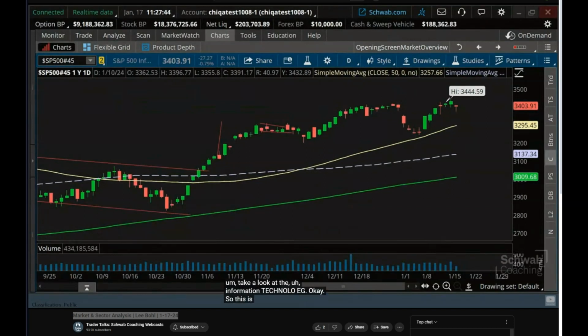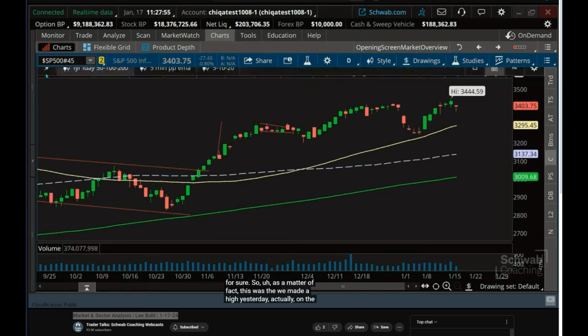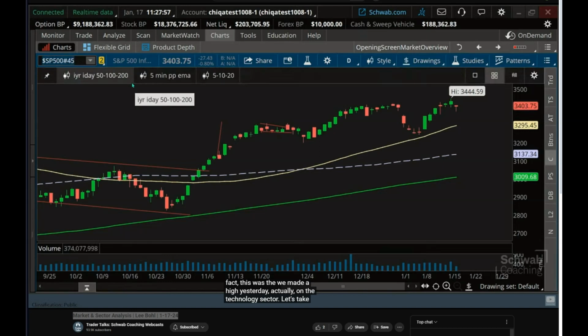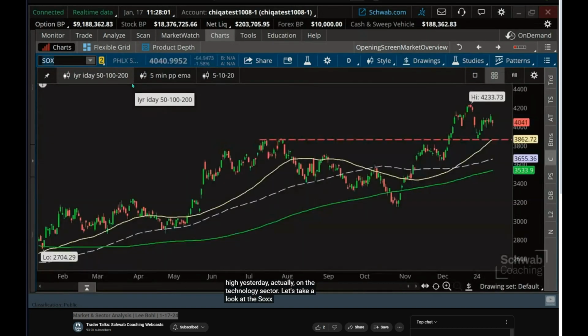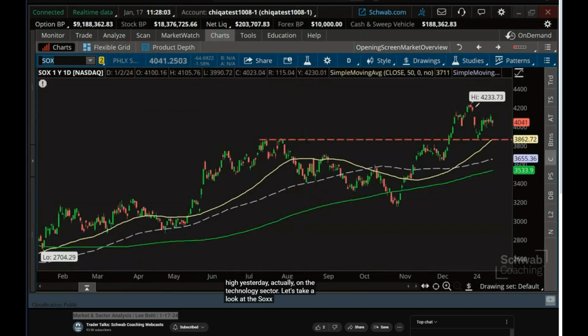Okay, so this is near the high, right? This is showing strength for sure. As a matter of fact, we made a high yesterday on the technology sector. Let's take a look at the stocks. So it is off its high, but very good support here on this particular index at 3862.